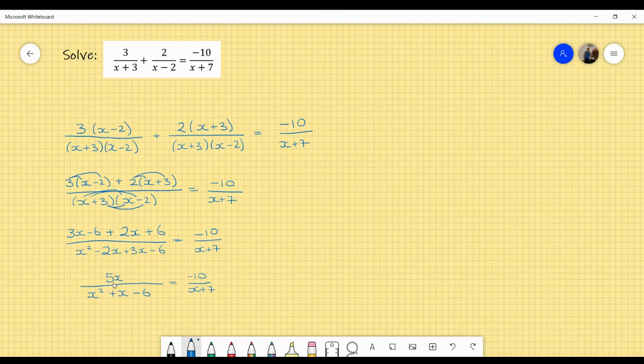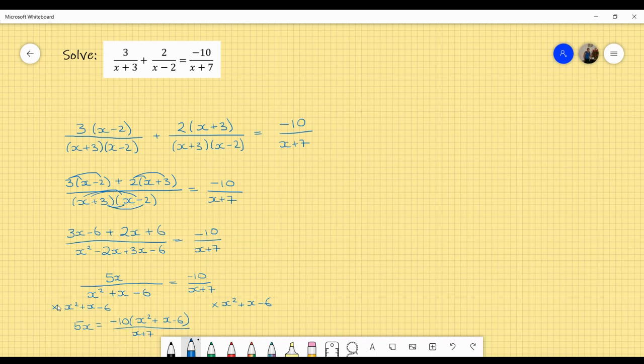And at this point, we've got an equation to solve where we've got a fraction on both sides. So actually, what I can do at this point is what we call cross multiply. Okay, so I'm going to get rid of the fact that I have x squared plus x minus 6 on one side. So I'm going to multiply by x squared plus x minus 6 to both sides. That will leave me then with 5x. And remember, when you multiply, that goes on the numerator, so minus 10 lots of x squared plus x minus 6 all over x plus 7.